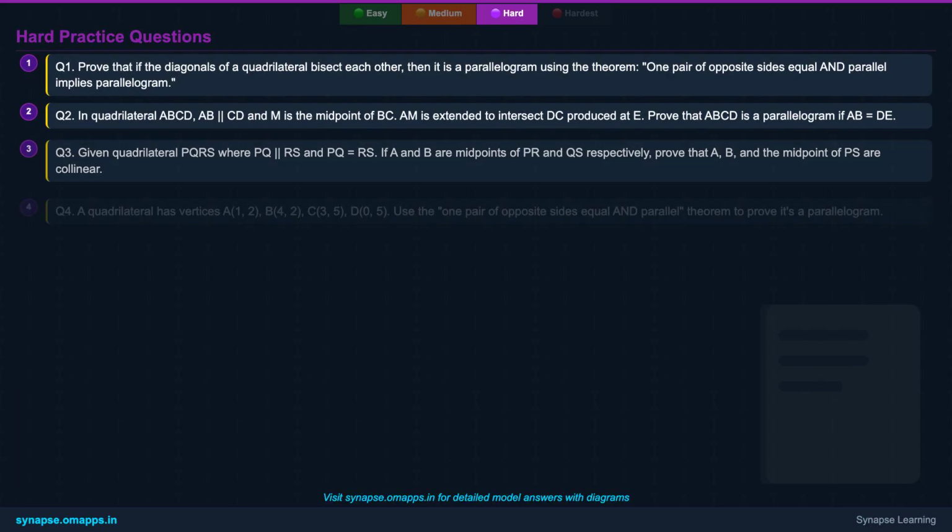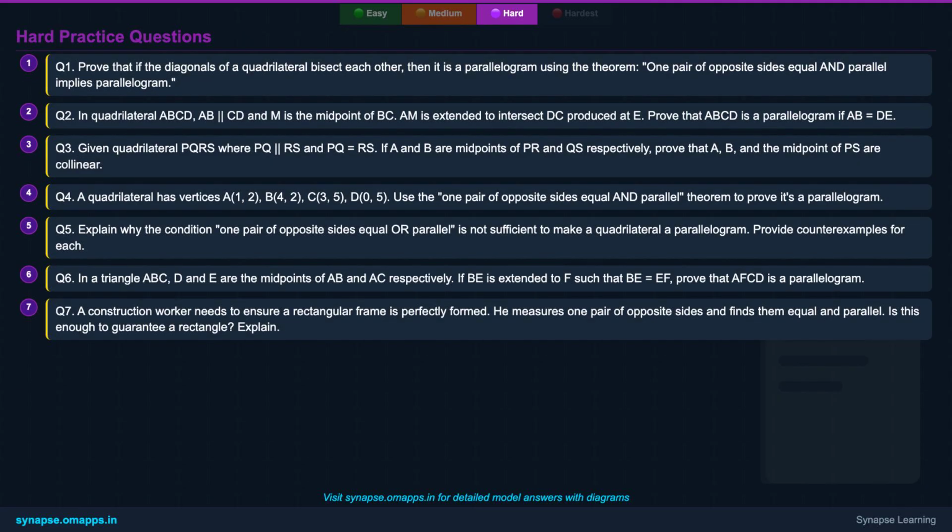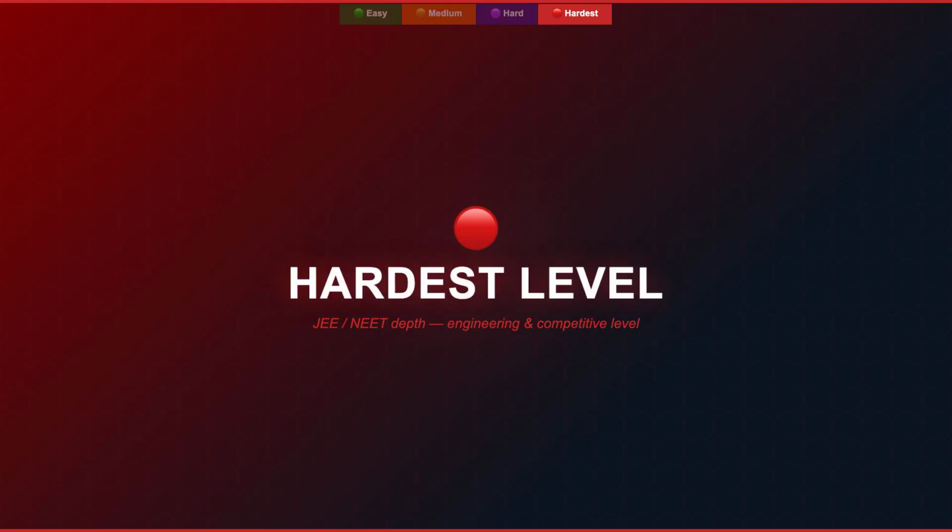Now, let's tackle the hard-level practice questions. These problems require multi-step thinking, perhaps involving auxiliary constructions or combining the theorem with other geometric principles. Take your time, analyze each problem carefully, and strive for clear, logical proofs. Pause the video and challenge yourself. Are you ready for the ultimate test of your geometric prowess?